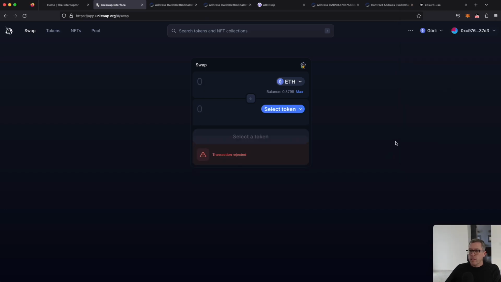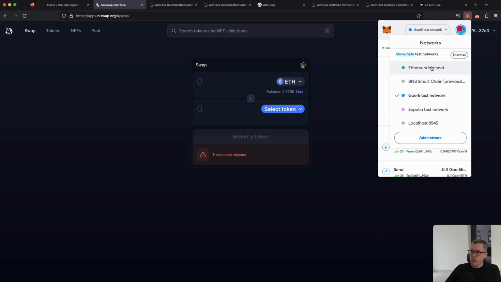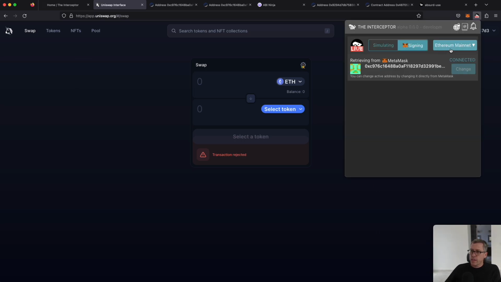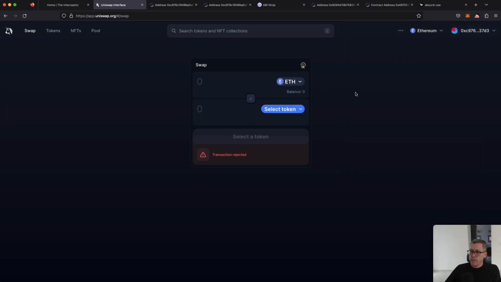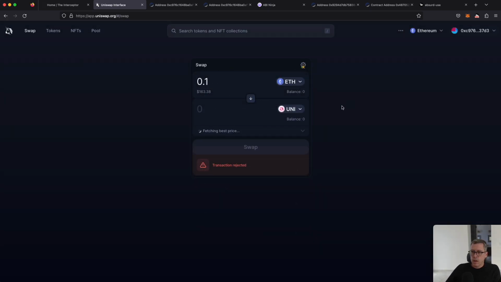Okay, so testing on Goerli is one thing, but I think it's a little bit more exciting to test on Mainnet. So let's do that. Let's change our MetaMask over to Mainnet. And we can see that the Interceptor already detected that Mainnet got switched to, so everything works out great. So let's do the same thing. Let's try to buy 0.1, say, Uni tokens. But we actually can't do this because this account, while it had some Goerli ETH, has zero Mainnet ETH.